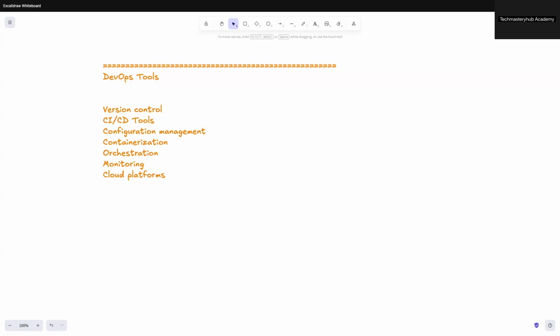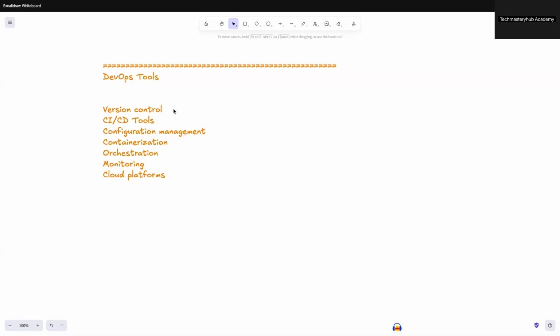So now let's understand the most important DevOps tools category by category. In the DevOps lifecycle we discussed earlier, every stage is supported by specific tools. Let's go step by step. First one is the version control tool.